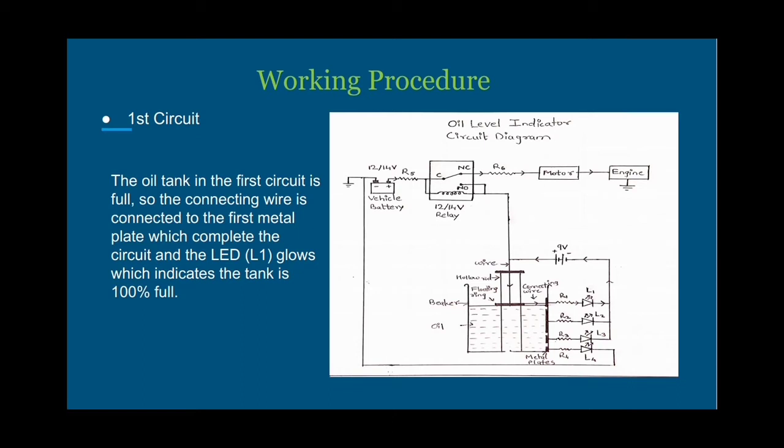So in simple words, when the oil tank is full, the floating ring will be floating on the oil surface. Therefore, the connecting wire which is attached to the hollow ring will make contact with the first plate. Hence, the circuit of the 9-volt battery forms a closed circuit which glows the LED L1, indicating the tank is full. During this time, LEDs L2, L3 and L4 will not glow since the metal plates are not connected to them.